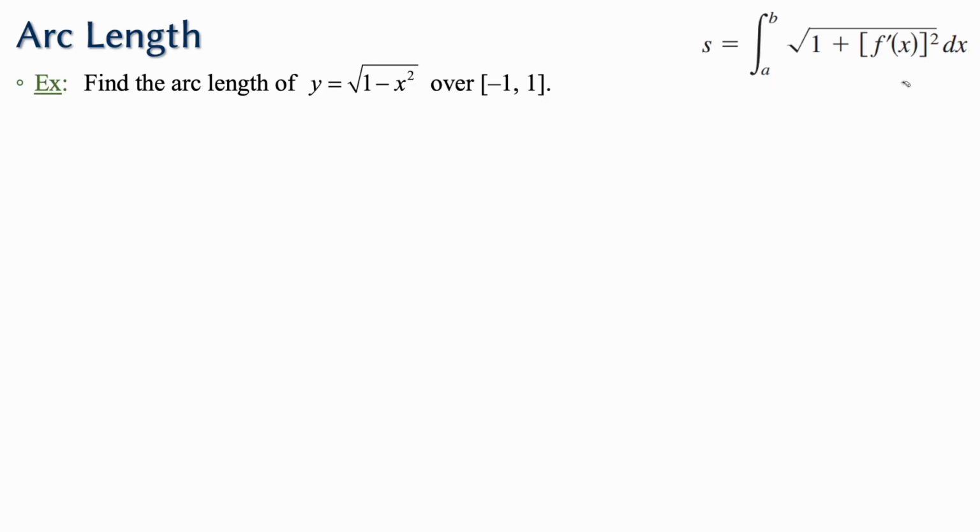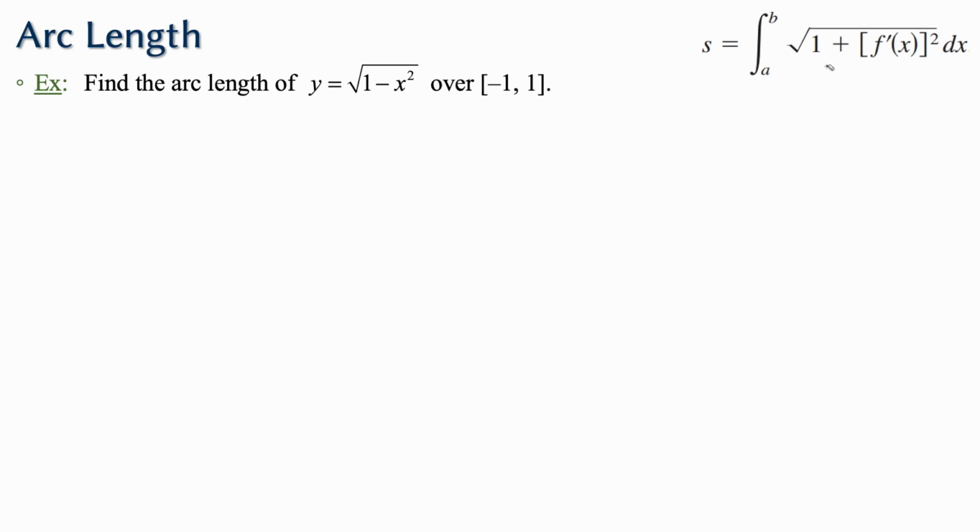Okay, so up here I have the formula to remind us what we're doing, and we're going to be looking at the arc length of this curve from -1 to 1. So obviously we know where we're starting and ending, that's our a and b, and this is our function. What I like to do before I jump to the integral is just calculate the radicand, the stuff underneath the radical.